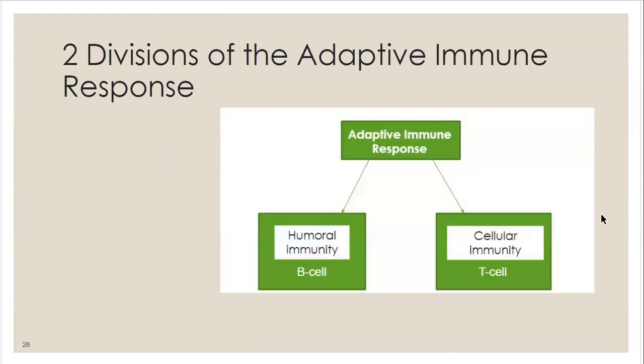There are two divisions of the adaptive immune response. You have your B cells, which are responsible for humoral immunity, producing antibodies, and then T cells, which are crucial for cell-mediated immunity, which directly attack the infected or abnormal cells. Both types develop specific responses to antigens and create memory cells for faster future responses. And we'll talk about those more in depth later.